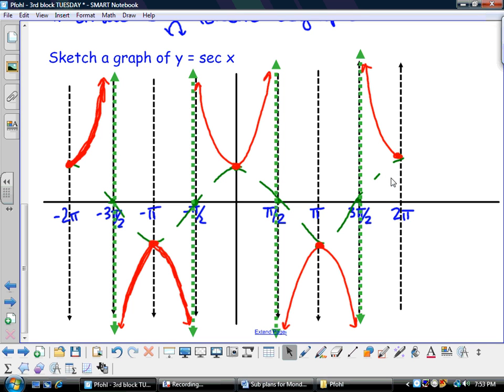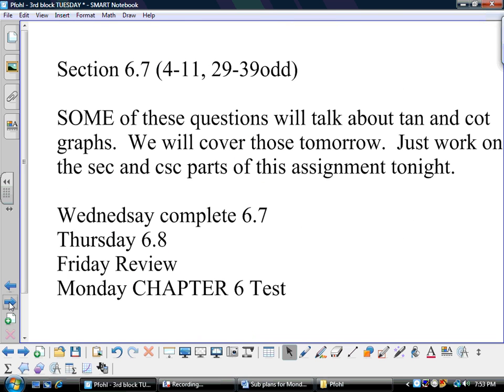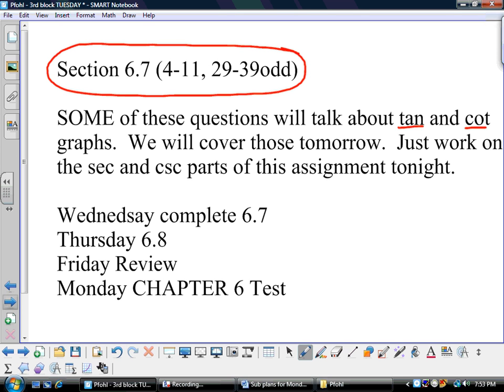We have 2 examples in our packet of cosecant and secant graphs, but in case there's not enough time, this is the homework for tonight. Some of those graphs will talk about tangent and cotangent. We're going to do tangent and cotangent tomorrow, so just do the parts of this assignment that have to do with secant and cosecant tonight. Tomorrow we're going to complete 6.7 talking about tangent and cotangent. Thursday we'll do 6.8. We'll review on Friday, and Monday is your Chapter 6 test. Take a moment to write down this assignment, and then we'll do those last 2 examples.